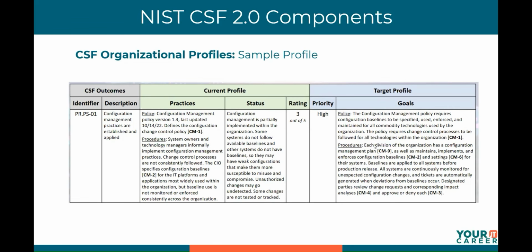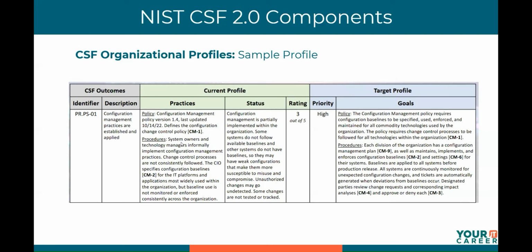And then the procedures, which are more detailed, are saying that, okay, each division will have a configuration management plan. It's going to be maintained, implemented, enforced, as well as it maintains, implements, and enforces configuration baselines and settings. So it's saying all the configuration baselines, let's think passwords to make it easy, right? So all the password configurations and settings need to be properly implemented, to be enforced, to be documented, right? And if there are any changes, it needs to follow our change management process.